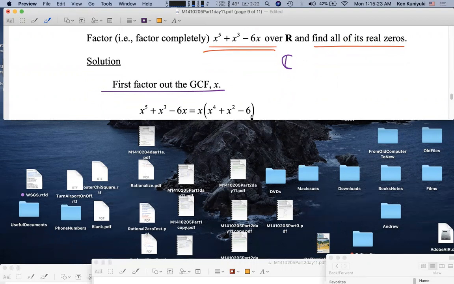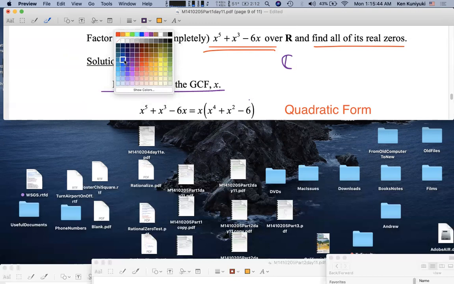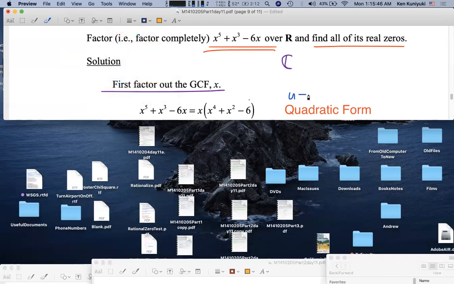Now here, we have a fourth-degree polynomial. And you might be afraid. You might wonder, are we stuck? But we're not, because this fourth-degree polynomial is in quadratic form. And why is that? Because when we try the substitution u equals x squared, the middle power of x, we end up with a quadratic trinomial.